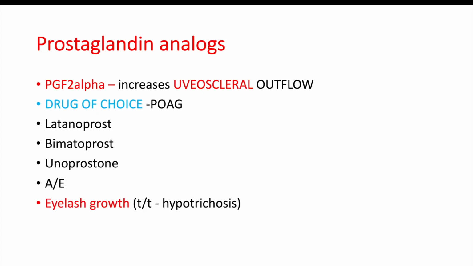So what are the adverse effects? Prostaglandin analogs can cause eyelash growth, excessive growth of the eyelash. This can be utilized in the treatment of hypotrichosis. It can also cause cystoid macular edema, especially in aphakic patients.